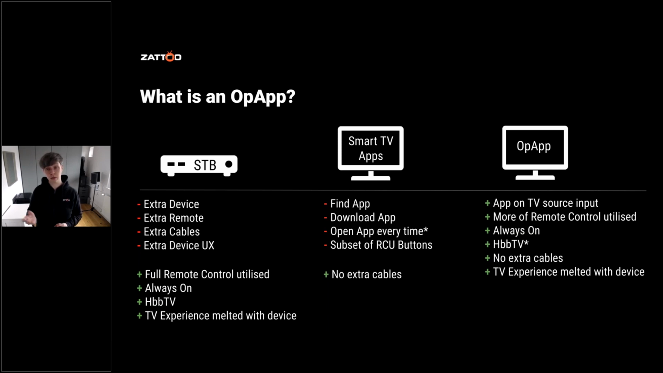It is always on, so if you switch it off and switch it on again, in our case, the Zattoo app would still be there. You don't have to open it up again. In general, HbbTV is possible in that setup. We haven't built that in yet, but we are eager to do that in the future. And we have no extra cables in that setup, and the experience is still melded with the TV device. So I don't need anything extra. And we think that's a very good approach for delivering an experience and also having the advantage of actually controlling more of the hardware without shipping it.